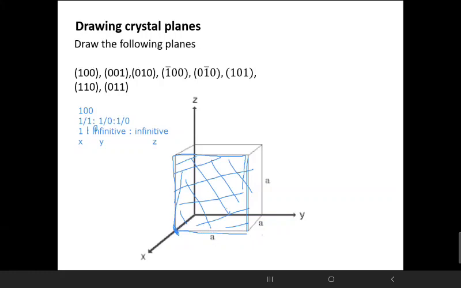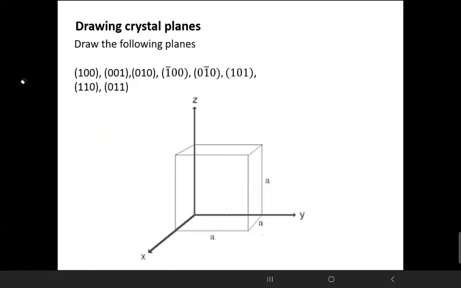Okay. So I will explain another question. I'm going to erase this. Please take down the notes. On the X, Y, Z axes, at the x-axis it cuts at the point 1, and on the Y and Z axes it is infinity. So it lies on this plane.